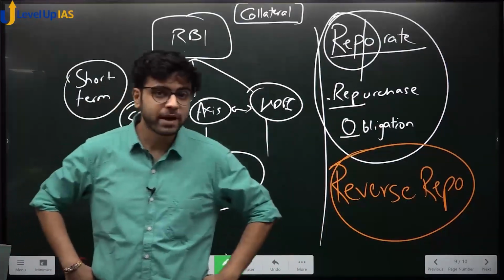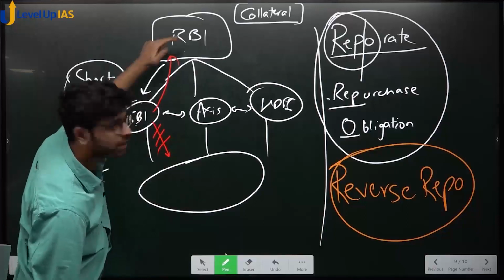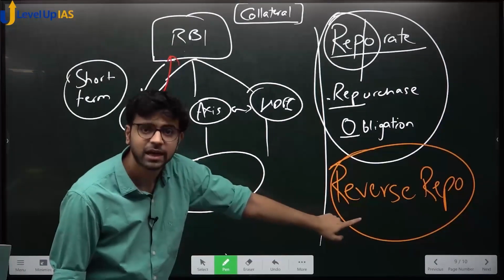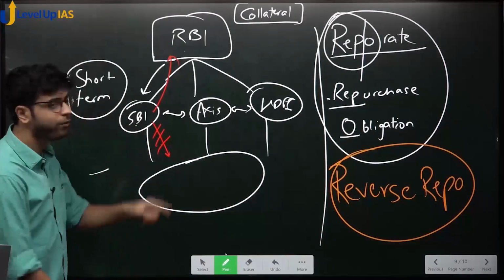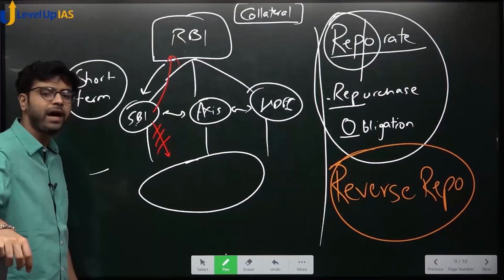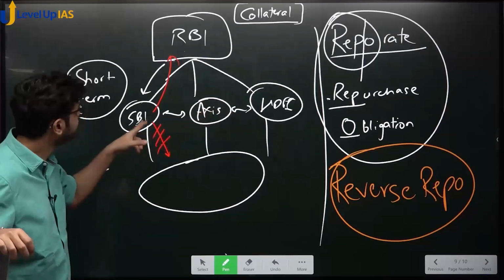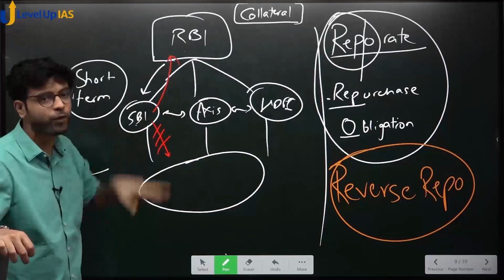RBI wants to reduce money supply from the economy. It has to reduce money supply. It will induce them to keep it here. So it will increase reverse repo rate. Yes or no? And what will happen with repo rate? It would? Why? It would also increase repo rate, making SBI difficult to borrow from RBI.